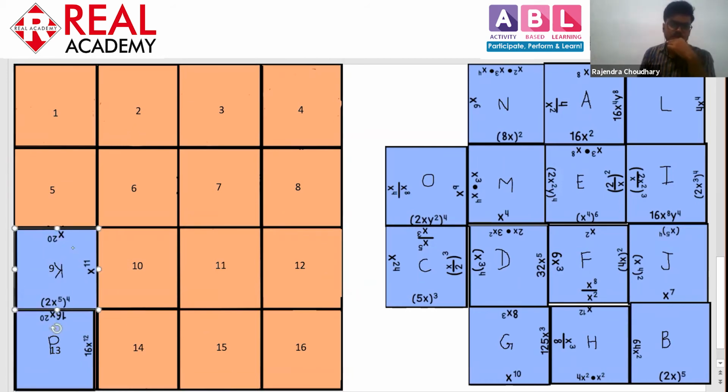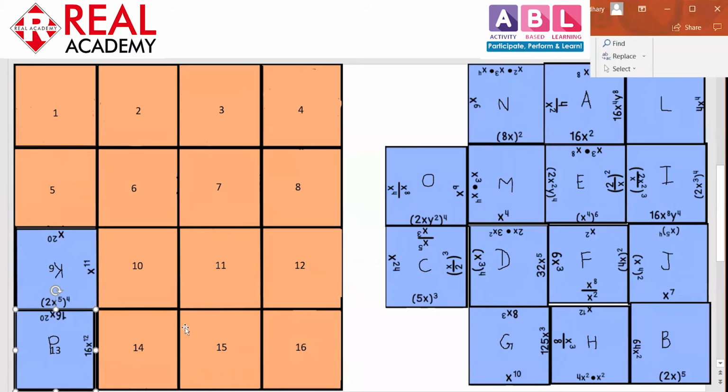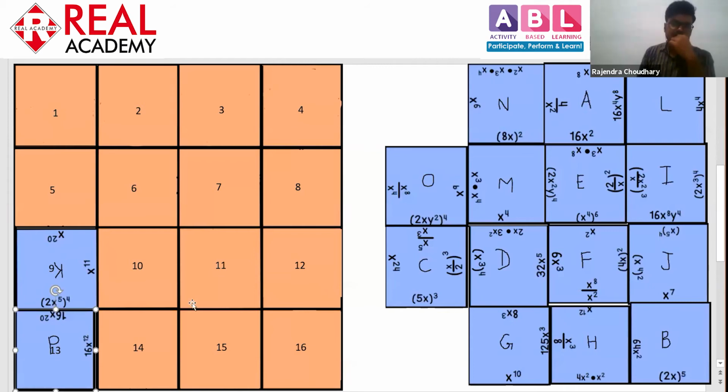See, this is 2x raised to 5, the whole raised to 4. If you solve it, the answer will be 16x raised to 20. So that's why you have to keep it in such a way that these two parts will be adjacent to each other. Now, when you start solving this puzzle, one by one, you put in the pieces like this, it will fill up the grid and it will be completing this grid in the correct way.